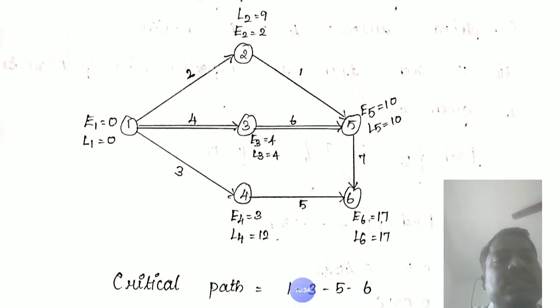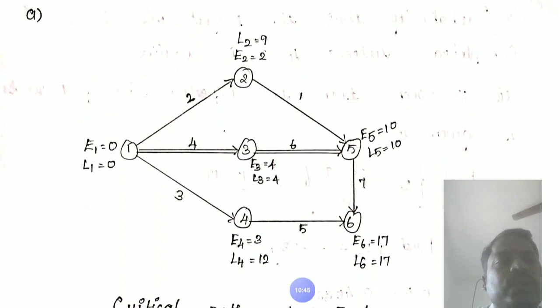Next L3 equals L5 minus the duration of the activity 3 to 5. Therefore 10 minus 6 is 4. Next L2 equals L5 minus the duration of the activity 2 to 5. Therefore L5, 10, minus the duration of the activity 2 to 5, which is 1, gives 9. Next L1 has three ways: from 2, from 3, and from 4.